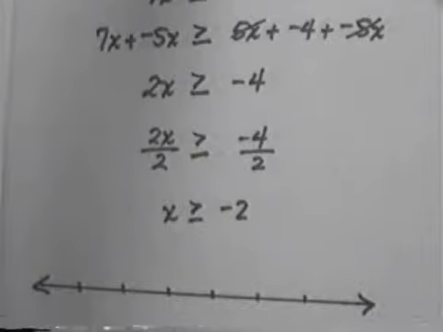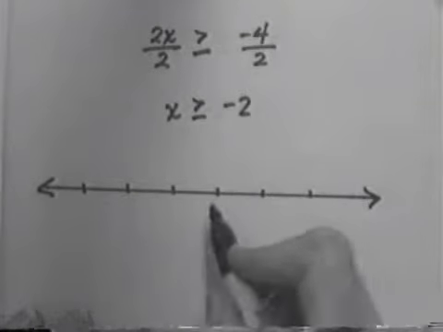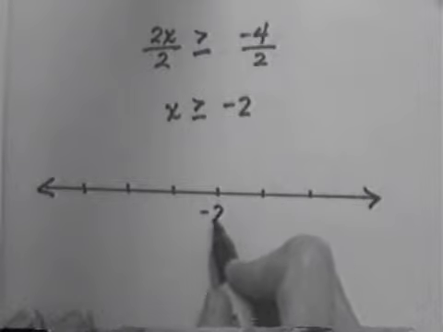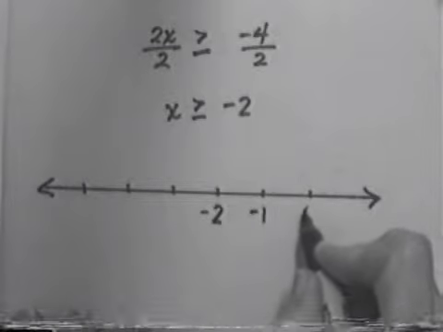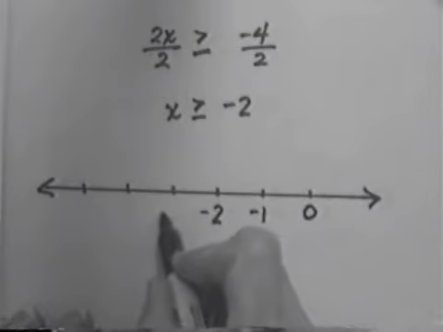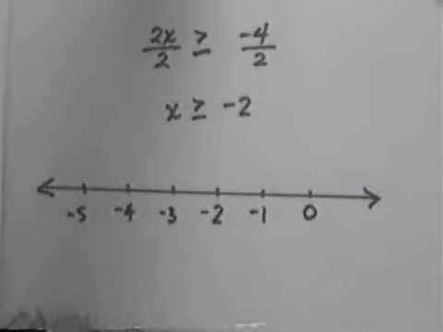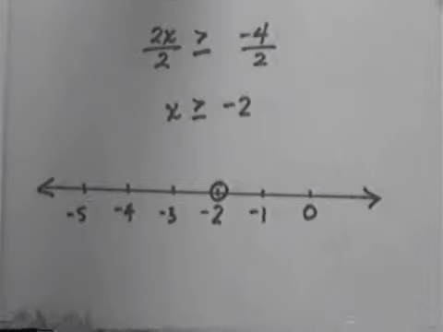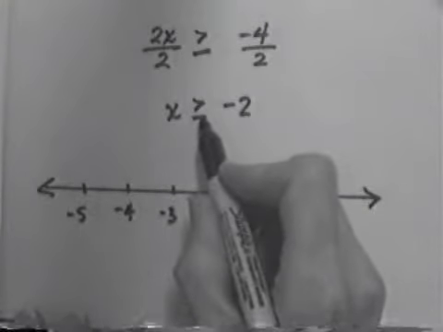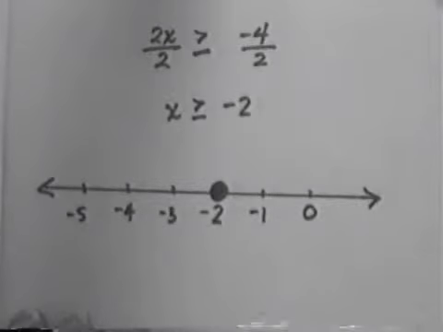Now we're asked to graph the graph of this inequality. X is greater than or equal to negative 2. Boundary number is negative 2, so I'll pick something convenient and call it negative 2. To the right I have negative 1 and 0. To the left I have negative 3, negative 4, negative 5. The boundary number is negative 2, so I'll circle that. We do have the equal. Negative 2 is greater than or equal to negative 2, so we fill in the boundary number point.